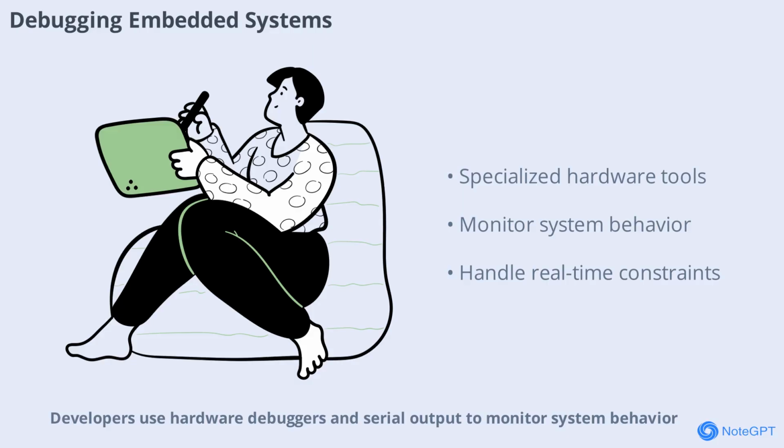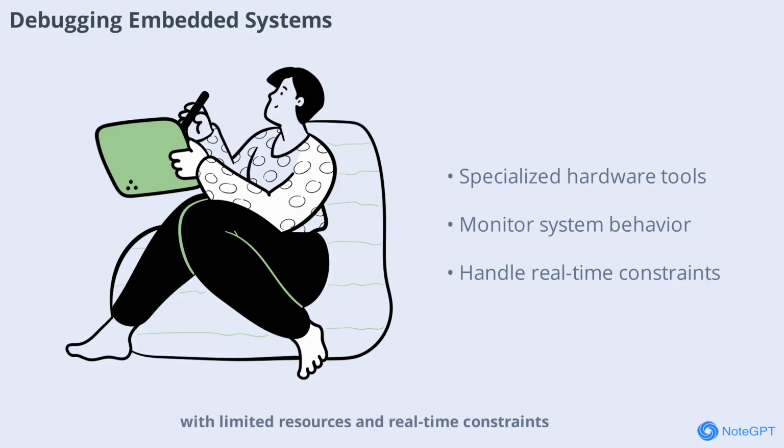Developers use hardware debuggers and serial output to monitor system behavior. Debugging embedded systems often means working with limited resources and real-time constraints, adding extra complexity to the process.